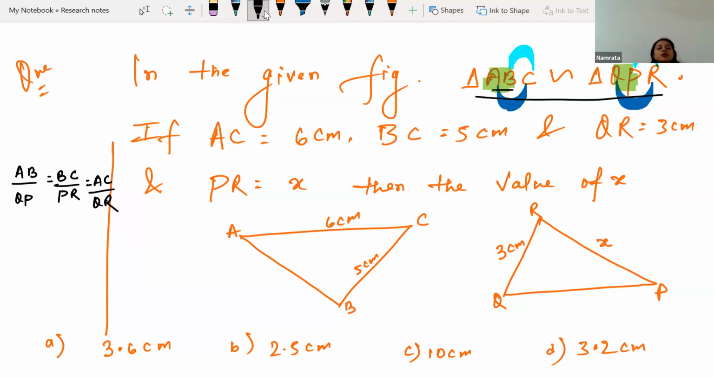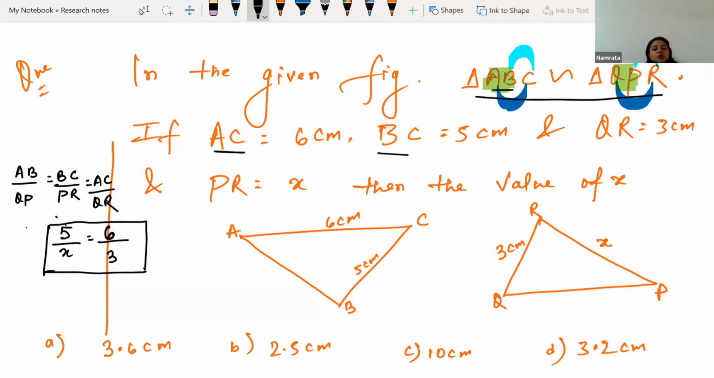Now, do we know which ratio we already know here? So let's substitute. AB, QP we don't know, let's keep it aside. BC we know that is 5. And PR we don't know. PR is X. Let's write PR as X only, is equal to AC. What is AC? AC is 6 divided by QR. What is QR? QR is 3. Can you see, easily we can find the value of X from here?